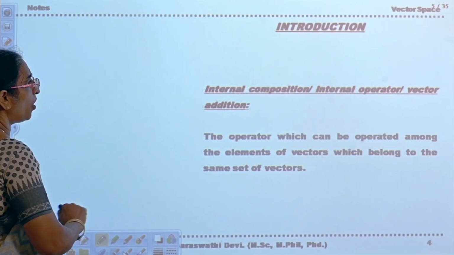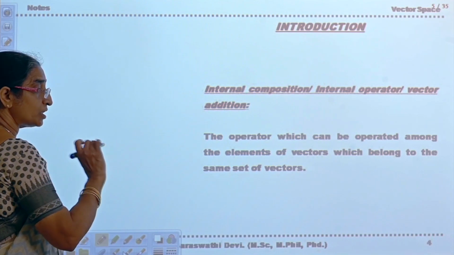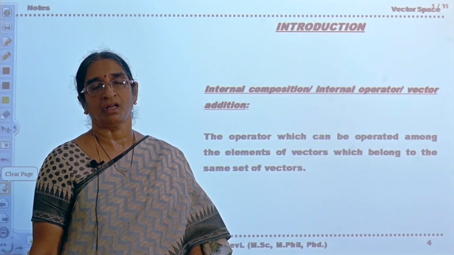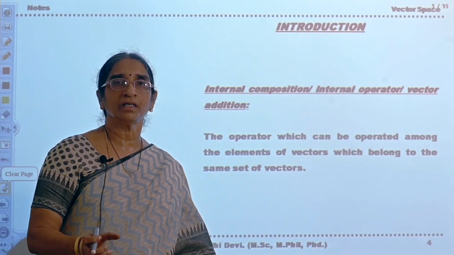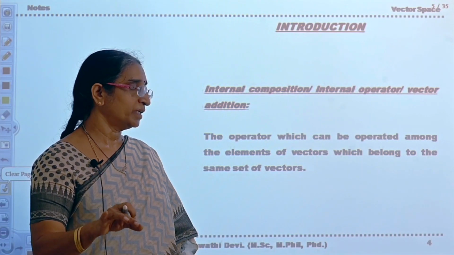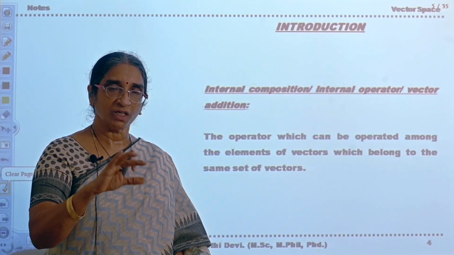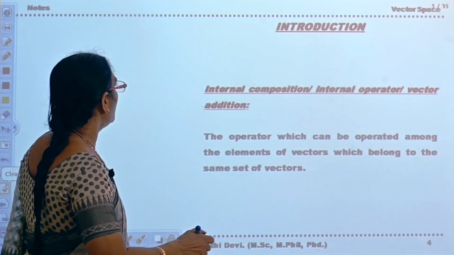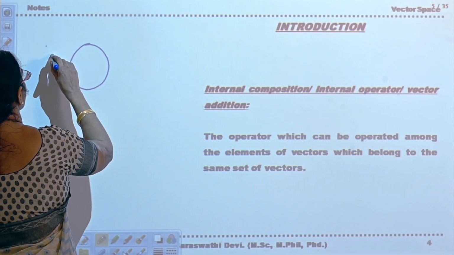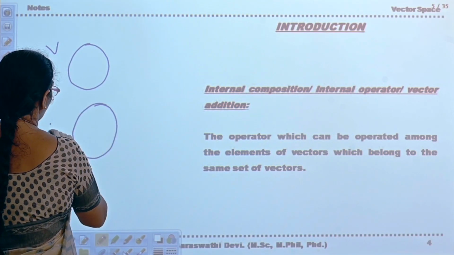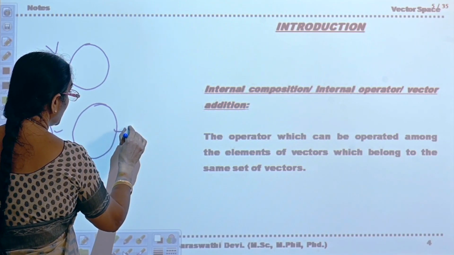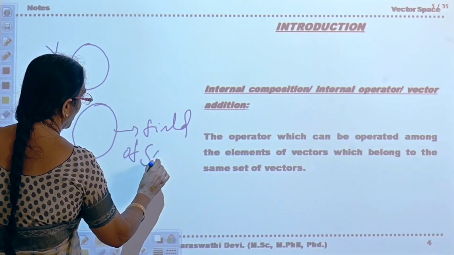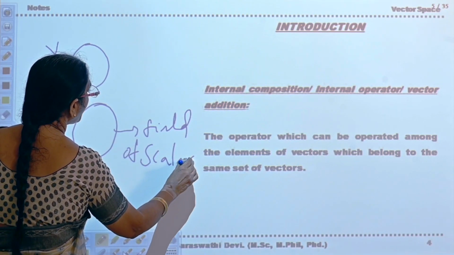Next, what is an external composition? External composition, or external operator, or scalar multiplication, is nothing but the operator which can be operated between the elements which belong to two different sets. Here, suppose V is the set of vectors and F is the field of scalars. Now see, here what is a field?